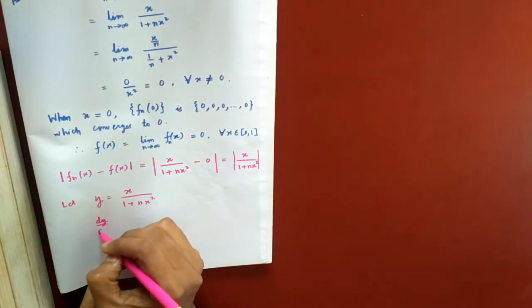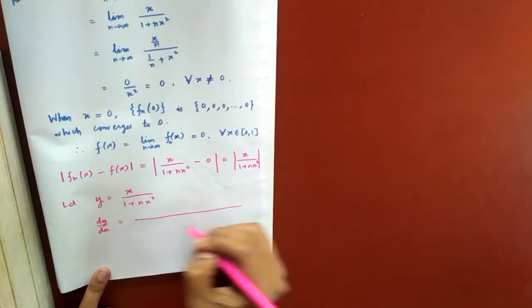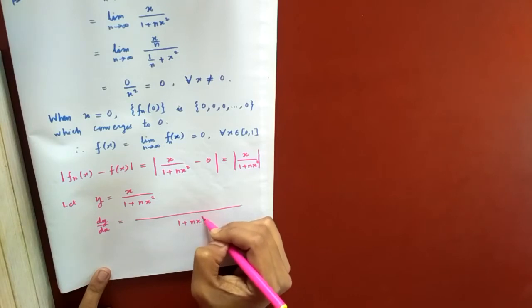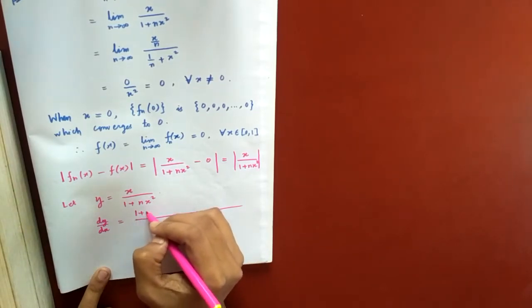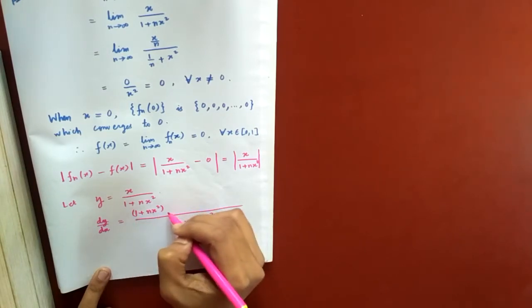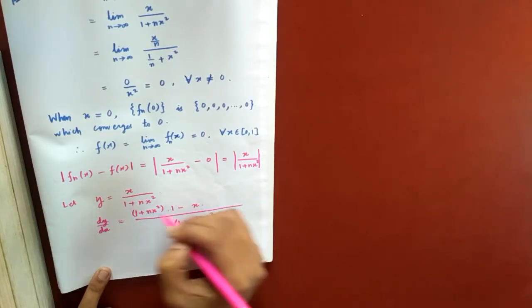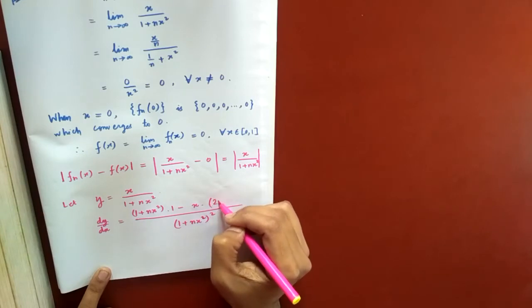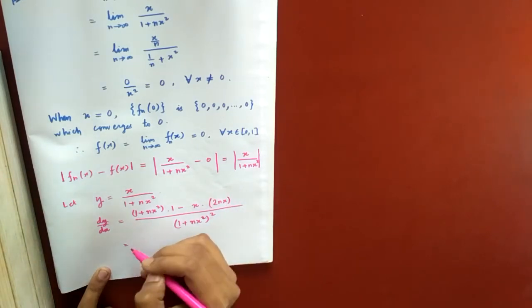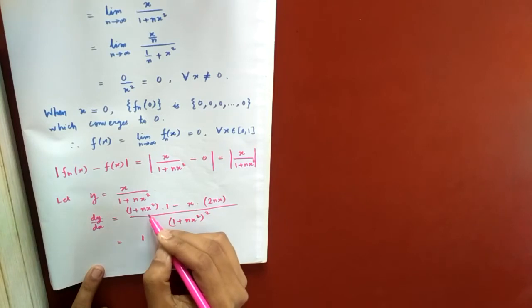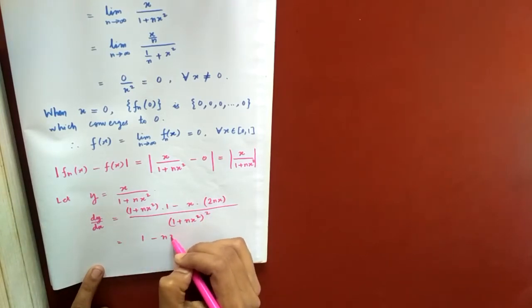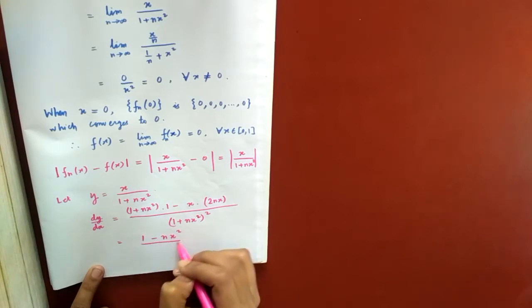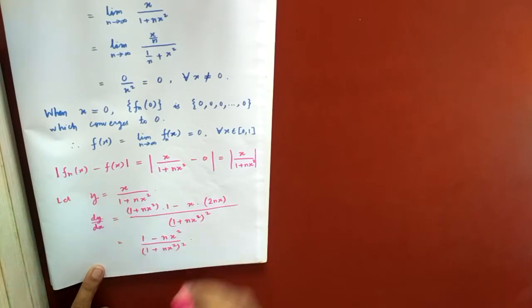So dy/dx, what is dy/dx? I have to use the quotient rule. This whole square: 1 plus nx² times the derivative of x, which is 1, minus keeping x outside, the derivative of this is 2nx. You simplify this a bit: 1 plus nx² minus 2nx². So this will become minus nx² by (1 plus nx²) whole square.